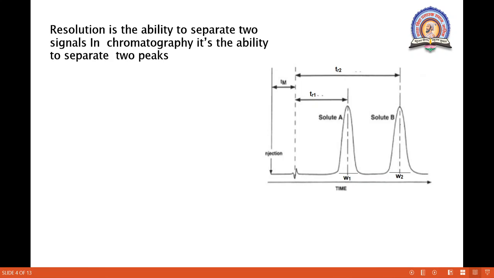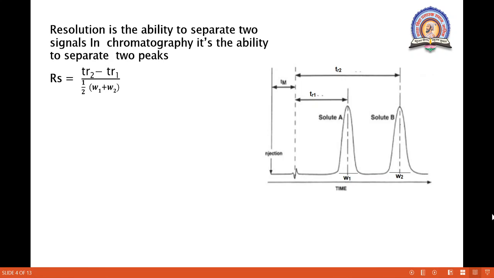Resolution is the ability to separate two signals in chromatography. It's the ability to separate two peaks. So it is calculated by using this formula: Tr2 minus Tr1 upon 1/2 (W1 plus W2).